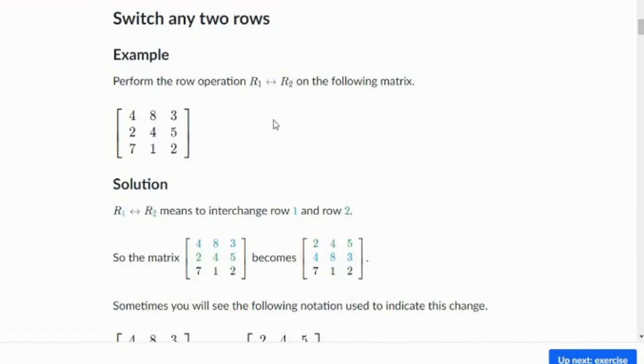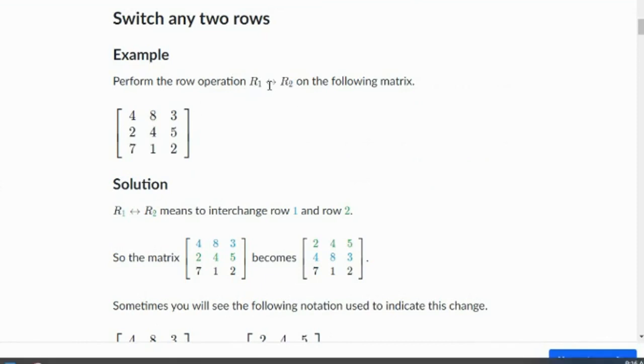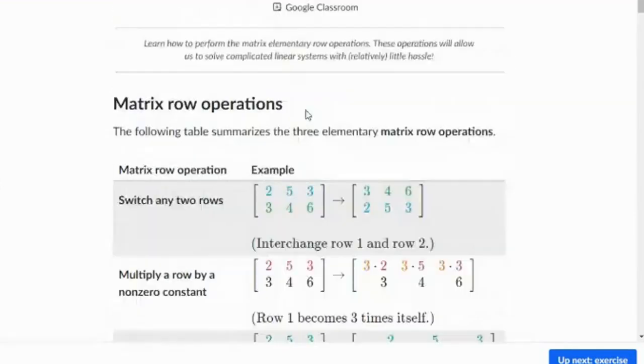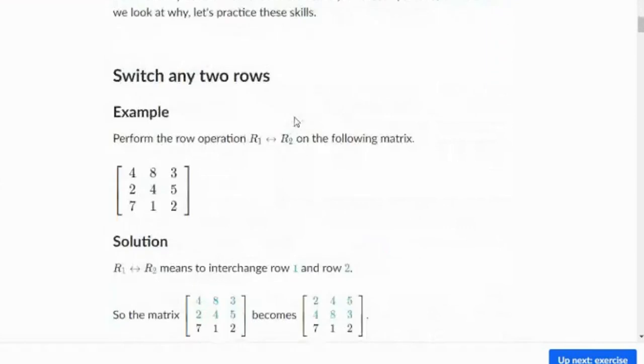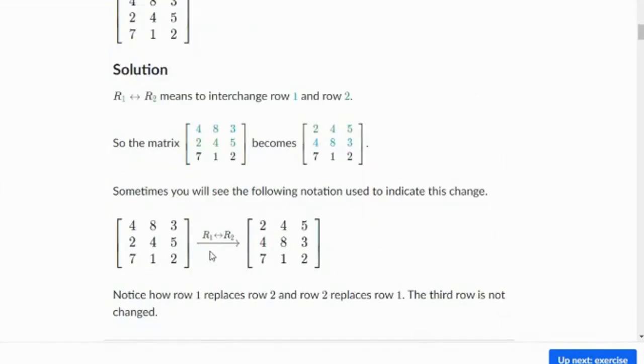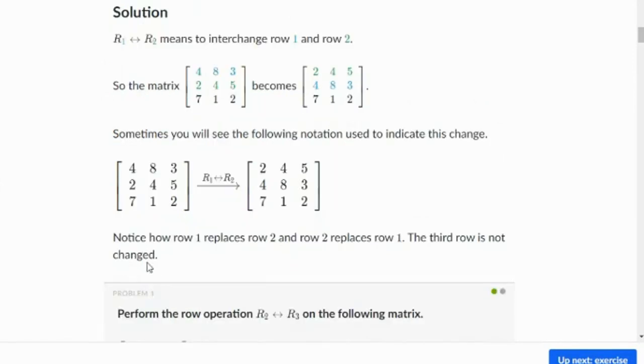So this says, perform this operation: R1 swapped with R2 on the following matrix. So this is saying take row 1 and swap it with row 2. They didn't show us that little symbol up there, so that's why we're looking at this. This is switching the 2 rows. The third row stays the same, but this one becomes the first row over here, and the first row becomes the second row. Sometimes you'll see this little arrow showing this one becomes this one. The third row is not changed.